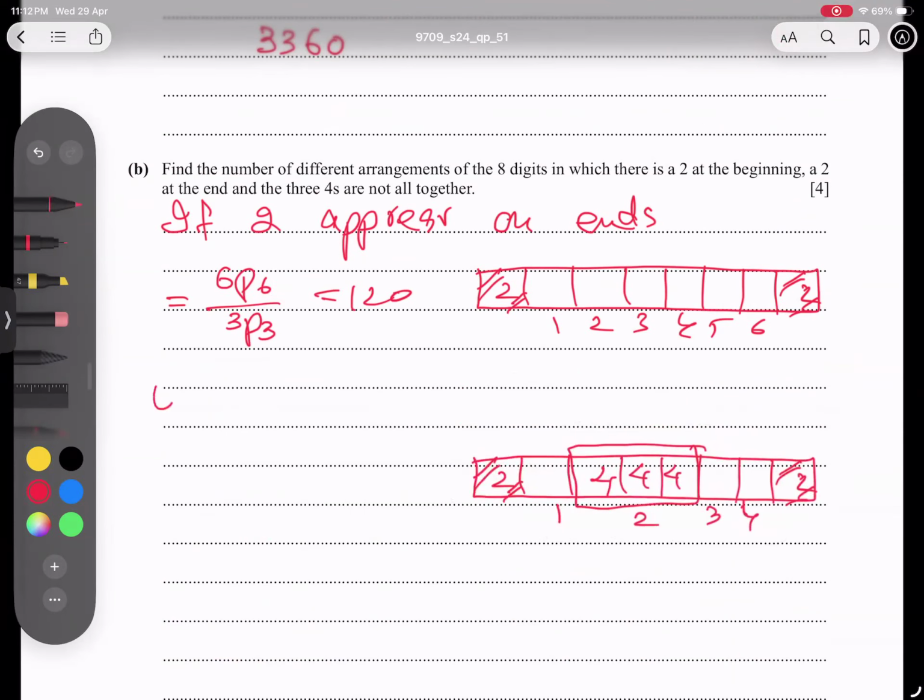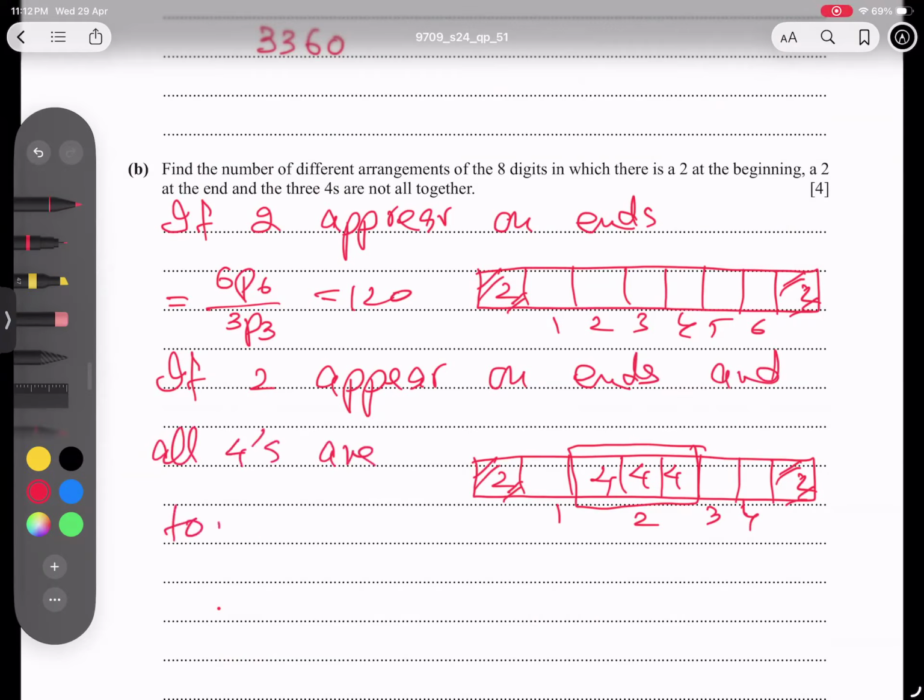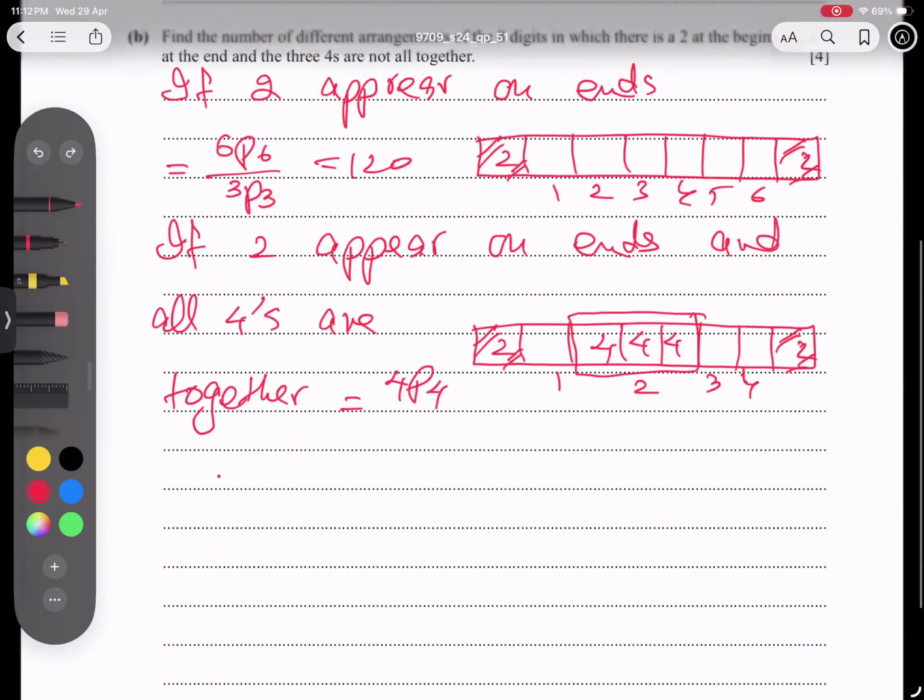If 2 appears on the ends, and all 4s are together, the answer is naturally 4P4. You may ask the reason: the 2s are blocked, they do not repeat, so I will not count them, and the 4s inside the block, I will not count them even. So 4P4 is 24.